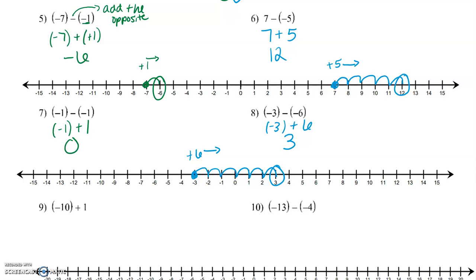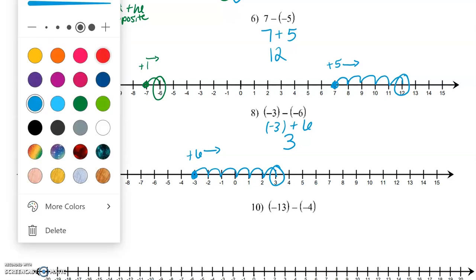So you say, Ms. Bauer, why are we rewriting this? Well, I'm going to show you. We're going to get the same answer no matter what way we think about it. But when you have that subtraction sign, you have to think about double negatives and you have to think about all this crazy stuff. So let's do number 8 without rewriting it.